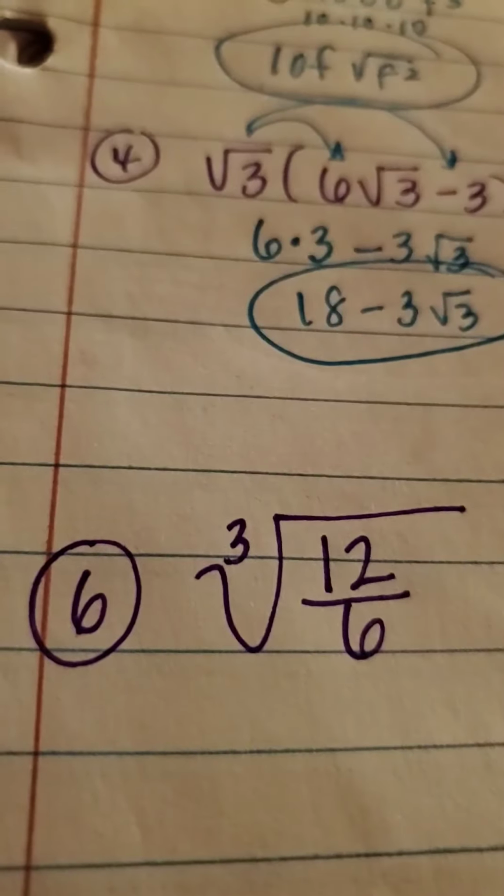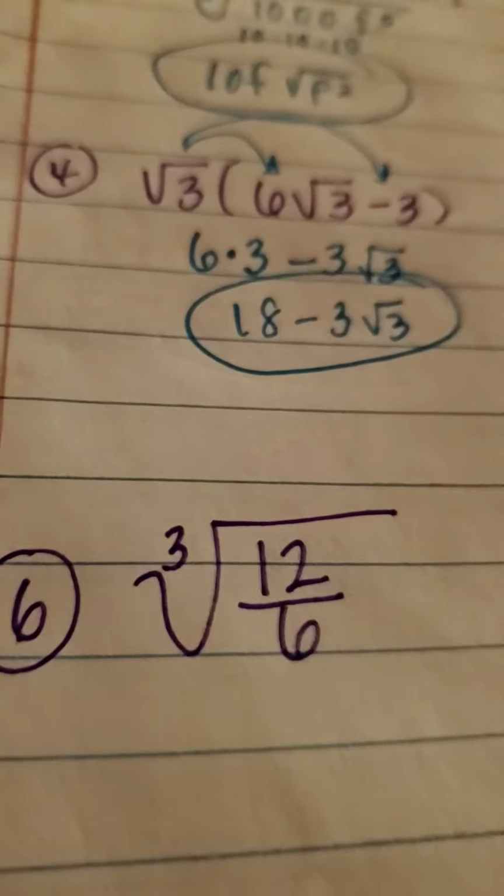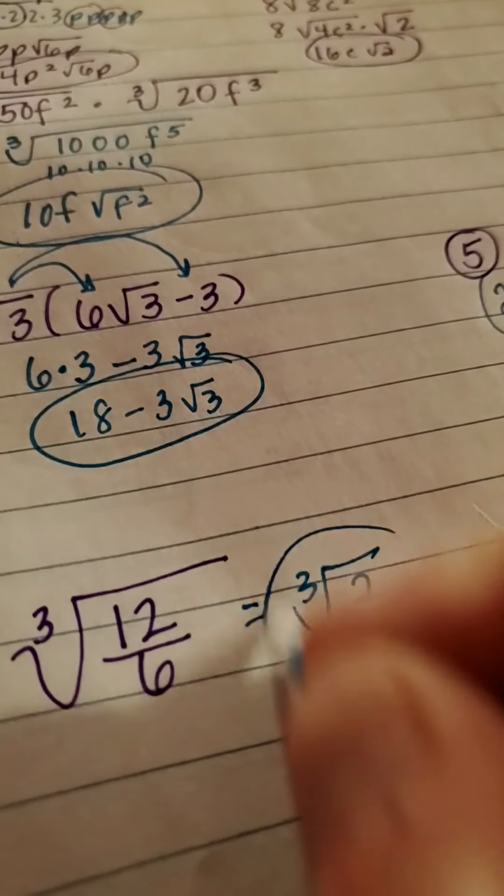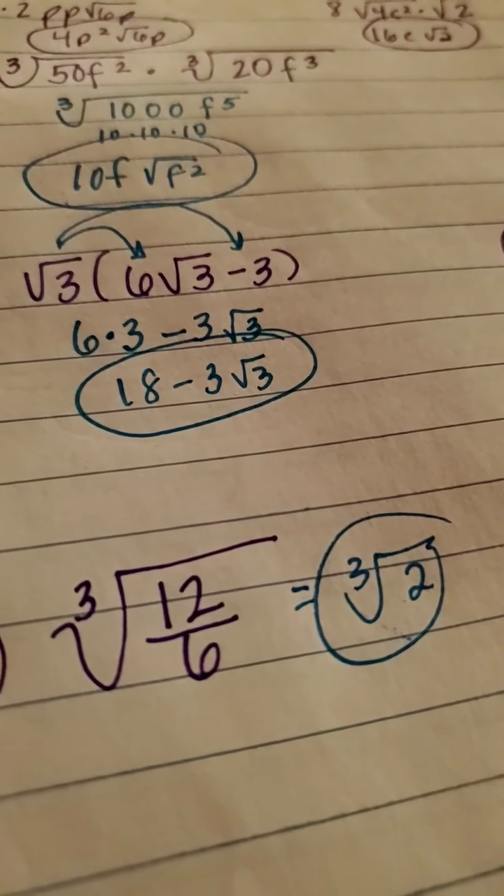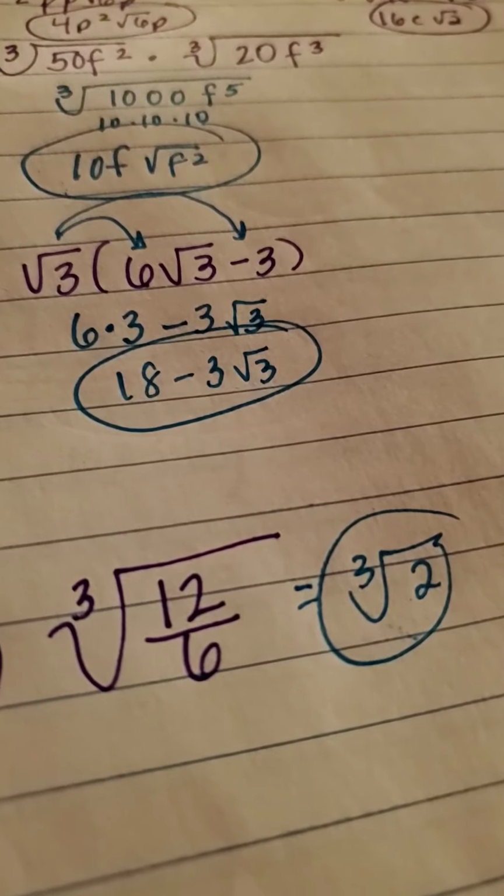Now we have cube root of 12 over 6, which we can simply do that. That is so legal to do. It's nice when you can do that. It makes your life a lot easier.